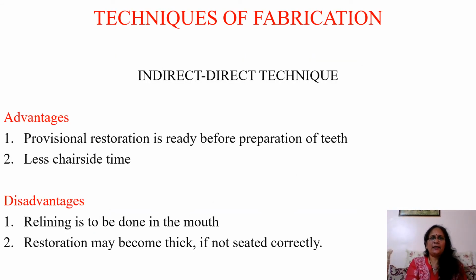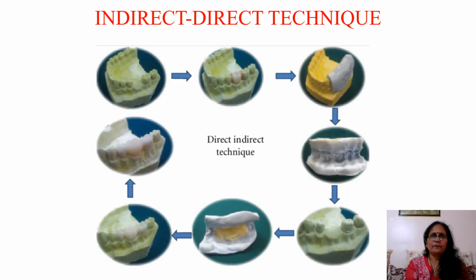Indirect direct technique. Advantages: provisional restorations are ready before preparation of teeth. Less chairside time. Disadvantages: relining is to be done in the mouth. Sometimes the restoration may become thick if not seated correctly in the mouth. So it is time consuming. As the technique says, indirect direct.